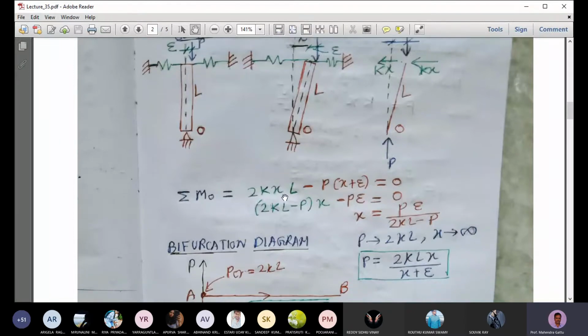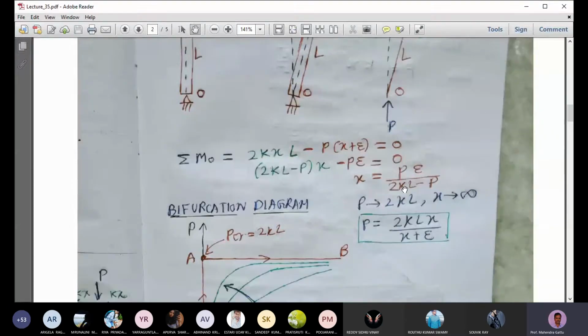So what we will do, we'll take the terms corresponding to X common. So we have 2KL minus P into X minus P epsilon. So we get X is equal to P epsilon by 2KL minus P. That means the deflection in this rightward direction is dependent on the applied load P and also on the eccentricity epsilon. So if eccentricity is 0, that means the column initially is perfect, the load is exactly acting on the center line, then X will be 0.